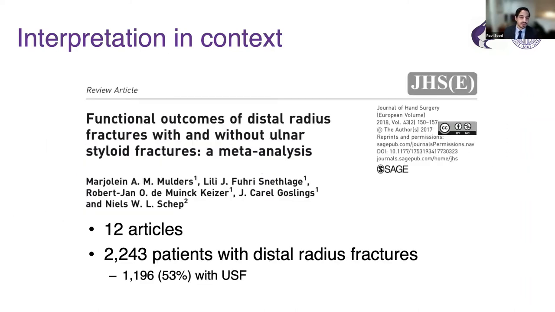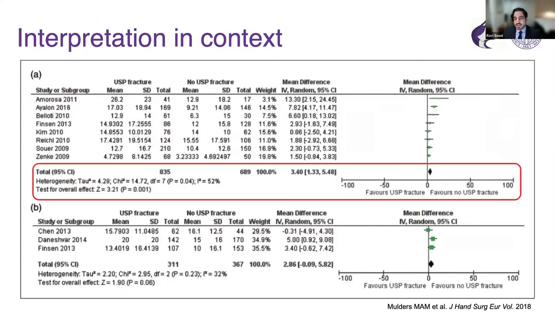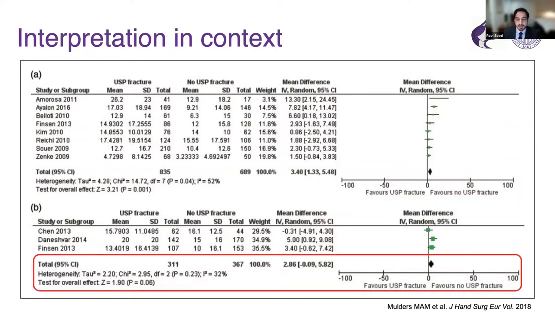And this was a recent meta-analysis of 12 such studies that were retrospective but had a similar design to the present one. So over 2,000 patients with distal radius fractures, about half with ulnar styloid fractures. And they also looked at DASH scores and PRWE scores and found really a minimally statistically significant difference, on average 3 points, slightly favoring the group without an ulnar styloid fracture. And that was consistent across the two patient-reported outcome metrics. So hard to imagine that that would be clinically meaningful.